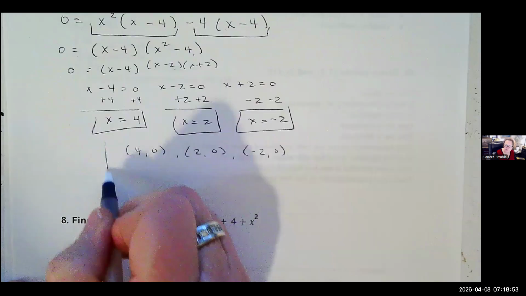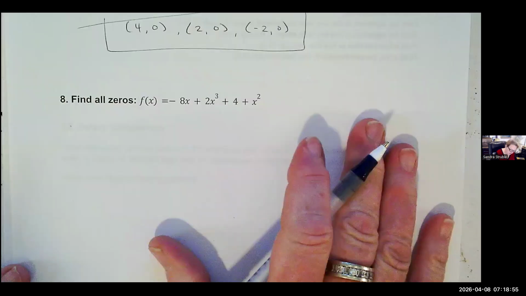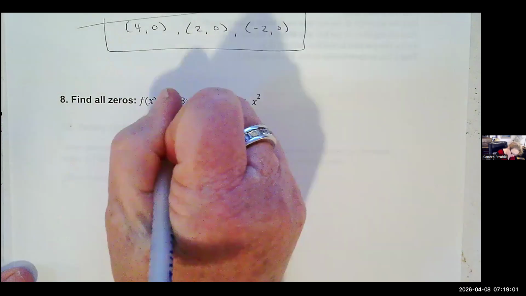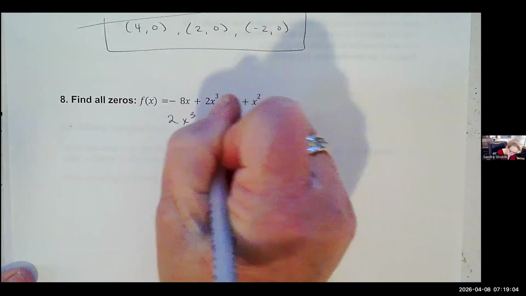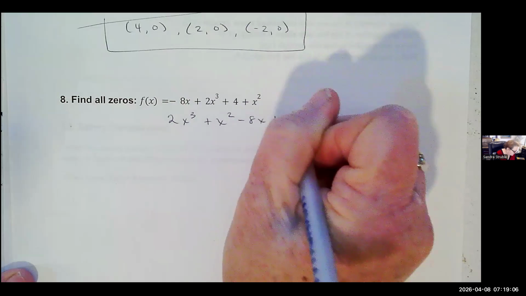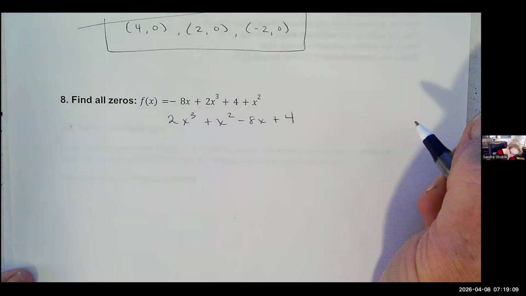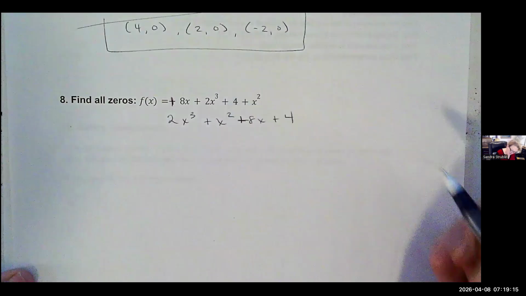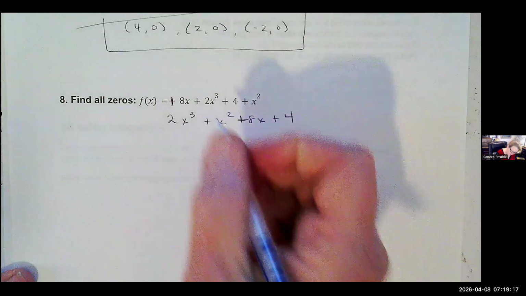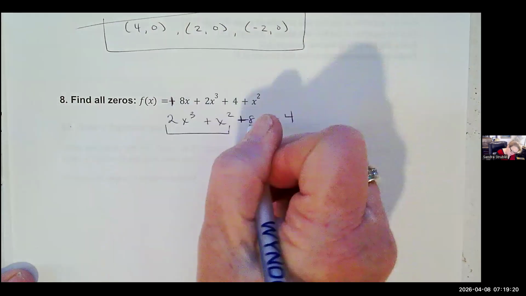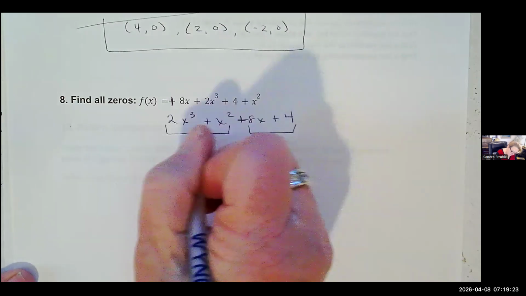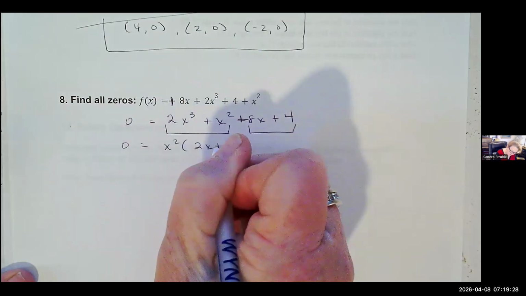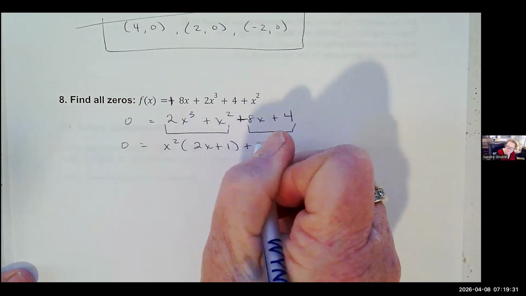All right, find all zeros. They're out of order. Please make sure that you put them in order. So 2x cubed plus x squared minus 8x plus 4. I think this one was an issue, and I had to change it. I changed it on my notes as well. Yeah, because otherwise it would not have worked with that negative. All right, so looking at our first 2 terms and then our second 2 terms. The first 2 terms have an x squared in common. Leaves me with 2x plus 1. Then I can factor out a 4, and that leaves me with 2x plus 1.